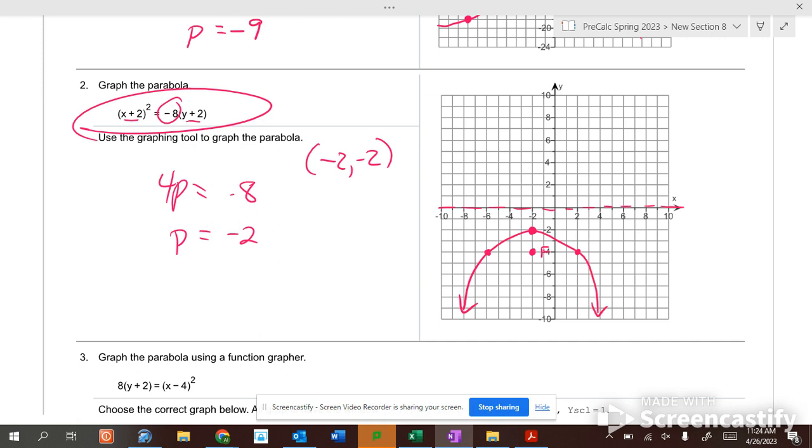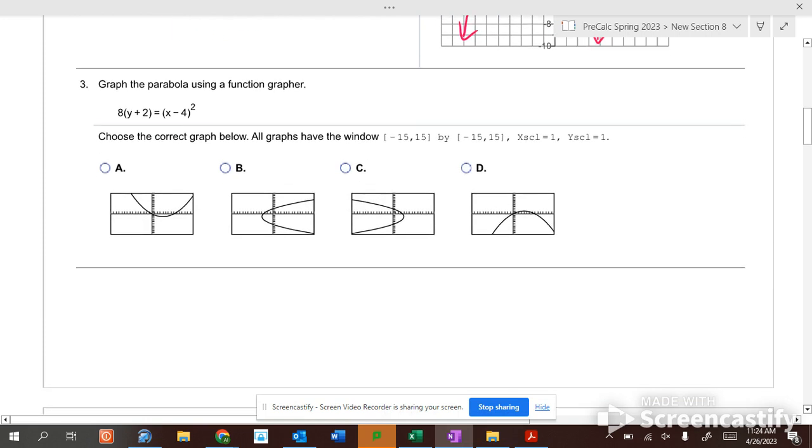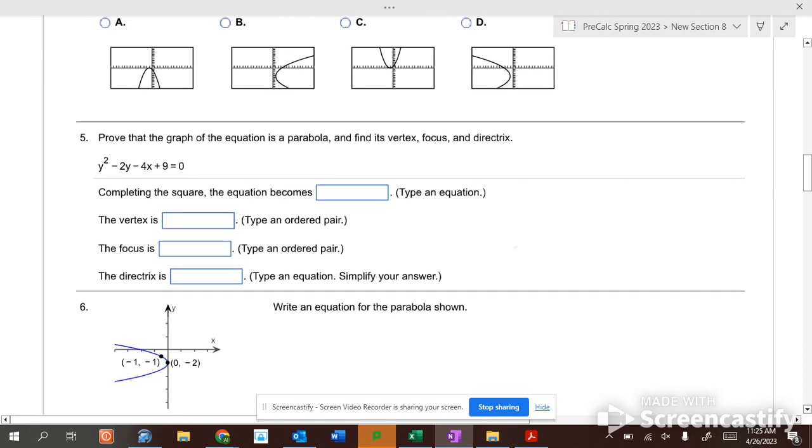Okay, that's graphing parabolas. All right, this one is super easy because is it a left, right, or an up, down? It's an up, down. And should it go up or down? Up. Bang. Okay. So you can get the next one by yourself.